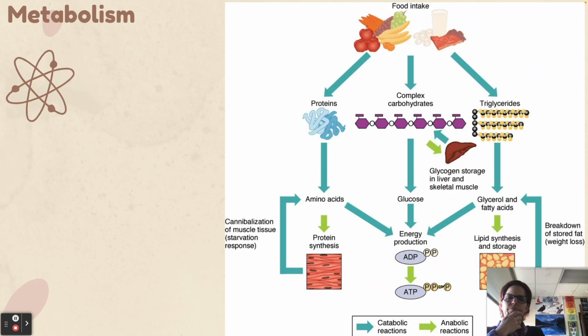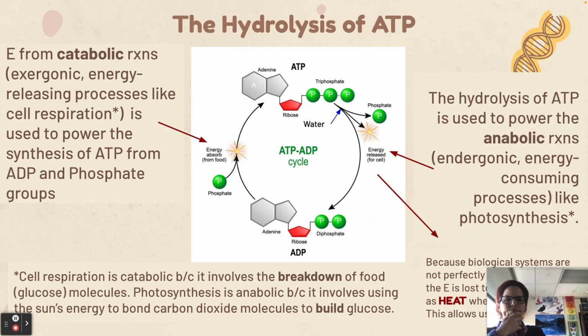Well, the ADP plus phosphate plus energy is endergonic, right? To make ATP, yes. Okay, endergonic. Making ATP is endergonic. You have to add energy to that system in order for it to go.